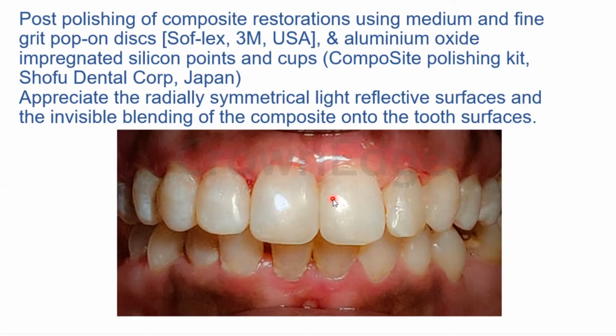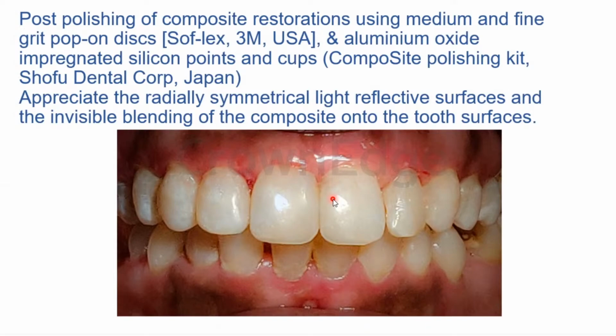Okay, so let's go back to the fourth generation. Fourth generation is three step, as I said. It is etch and rinse. There is an etchant, which is 35% phosphoric acid. There is a primer, which is a PCA copolymer. You have HEMA, and you have a little bit of water as well. And you have a bonding agent such as BIS-GMA or UDMA. So that is fourth generation.